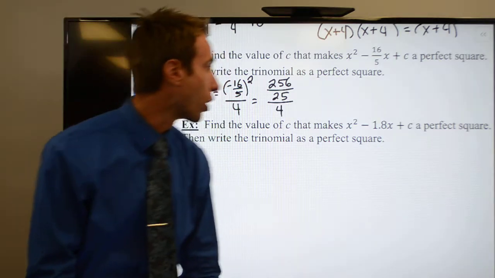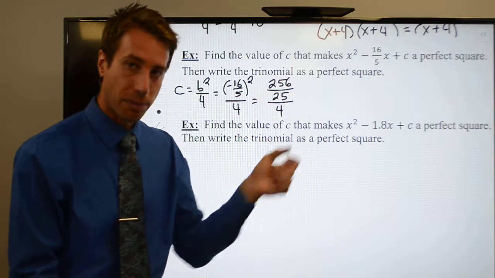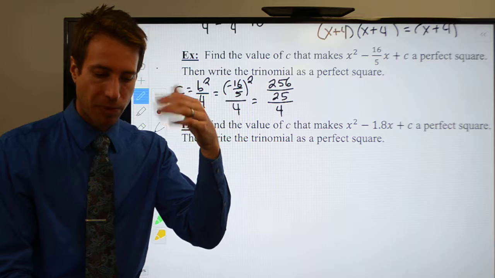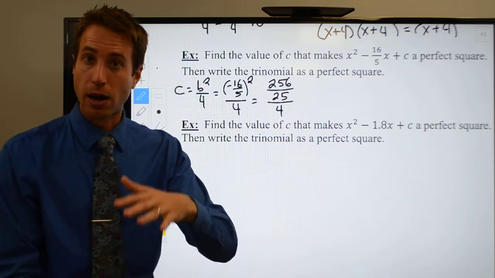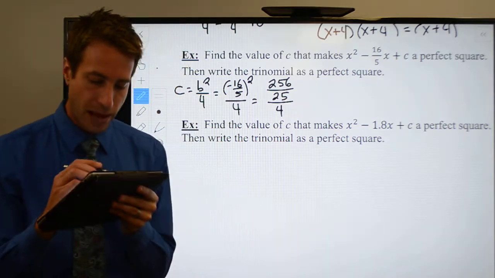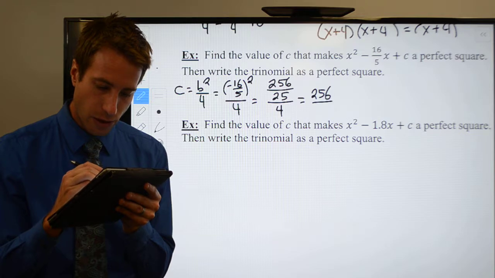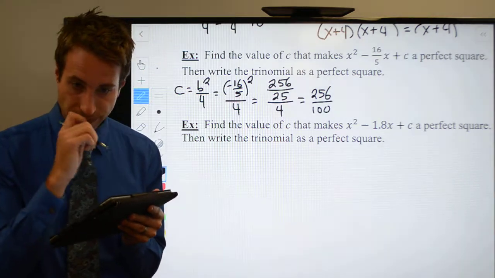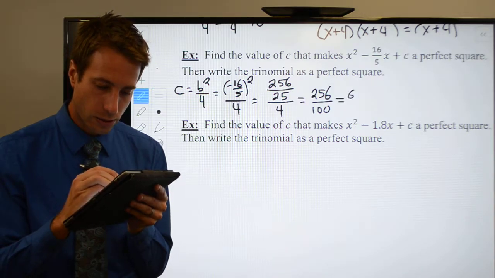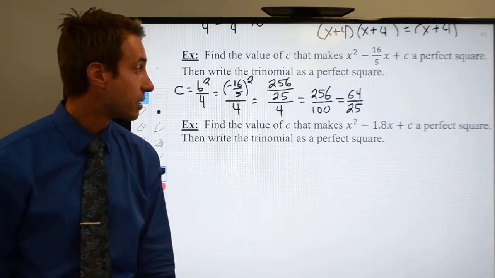And then here's the way it works. You could either do keep it, change it, flip the bottom, or you could just recognize that this is a mixed fraction, and the 25 just gets dropped into the bottom. And so you wind up with 256 over 100. Which of course reduces to 64/25. All right, that's the value of c.